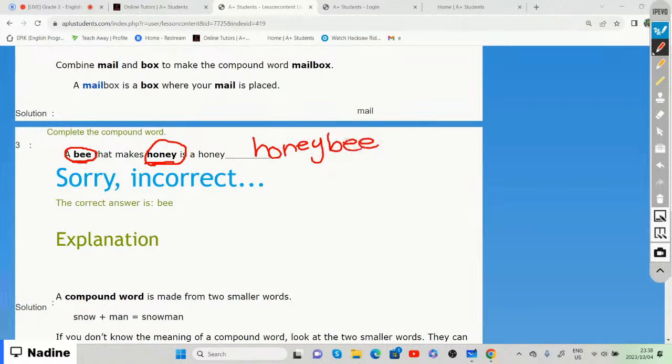Honeybee is correct. So even if you just said bee, that is also correct because here they have the word honey already. So it is a honey bee. So our compound word is honey bee, and that is a bee that makes honey, right? So well done. Well done.